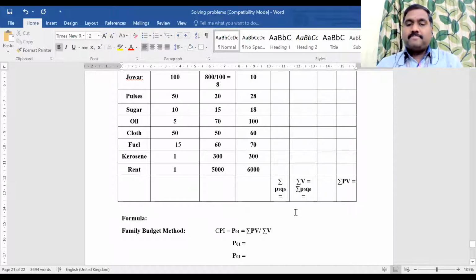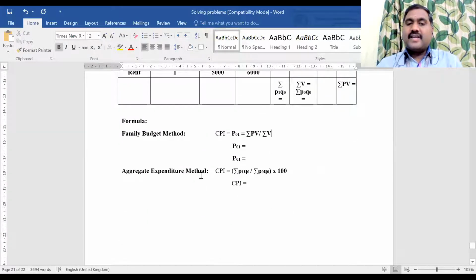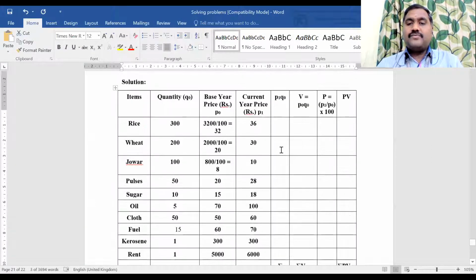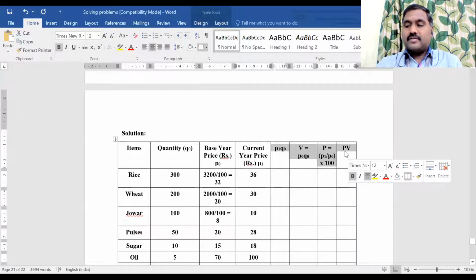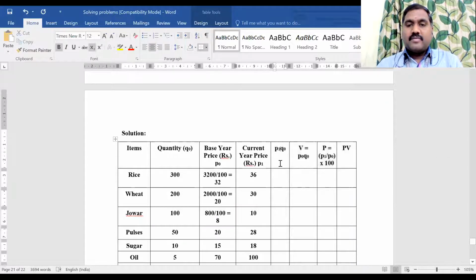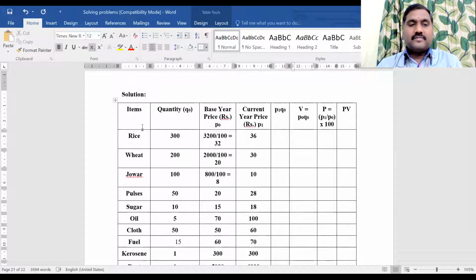Okay, and then the second formula. See the second formula, aggregate expenditure method, summation P1 Q0 divided by summation P0 Q0. So since the formula is like this, we need to get these values. That's why I opened these 4 columns. Can you understand? P1 Q0, this is what we need for aggregate expenditure, and also we need this value. Okay, now can you tell me the answers one by one?